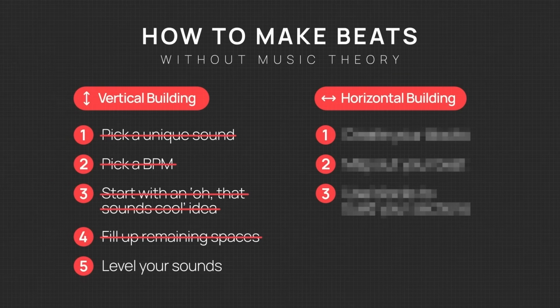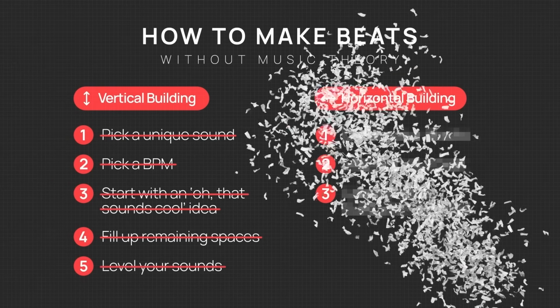Pro tip that you can use is to listen to a beat that's similar to yours that you're making, and then listen to how loud each sound or block is in that beat, and then just adjust yours to be similar. And that is vertical building complete.